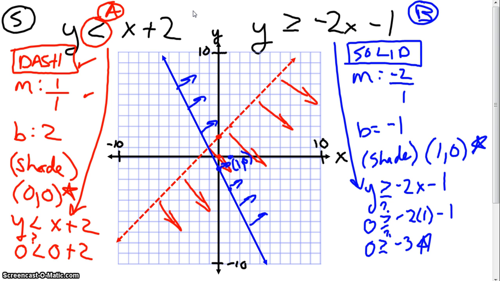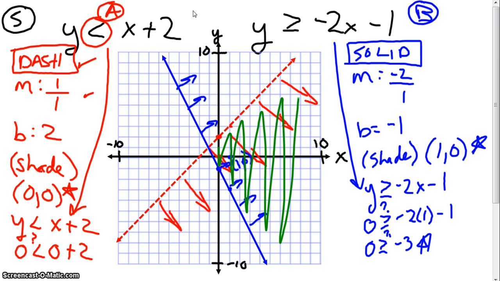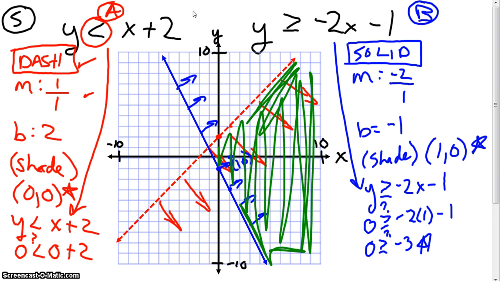Excellent. Where they're overlapping. So if you were shading these with your pencil, you notice that this area here is all overlapping. So this is the area to shade in. This is the solution of the system. It's the area that overlaps. Thumbs up if you understand. Very good.